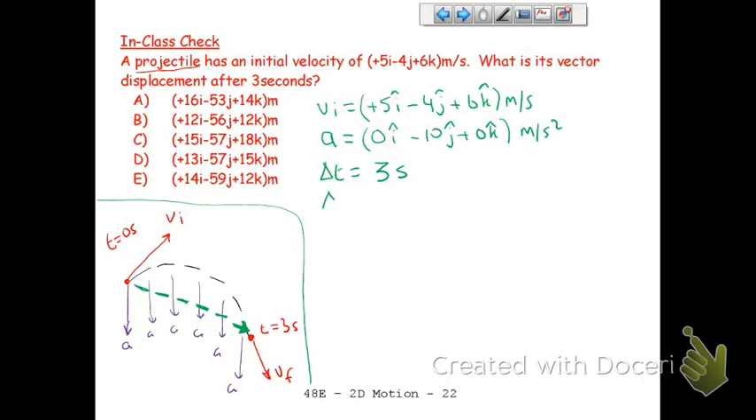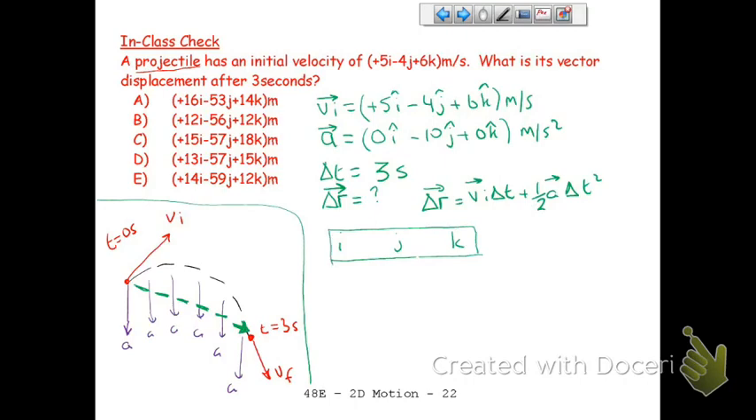And so I want to find my displacement. dr, delta r we call it, delta x would be just as good. And delta r equals, I don't know, but I do know that delta r is equal to vi delta t plus 1/2 a delta t squared. And the vi is a vector, and that's a vector. Oh, it's just a sum at this point, so I go i, j, k. Again, it's just bookkeeping now.